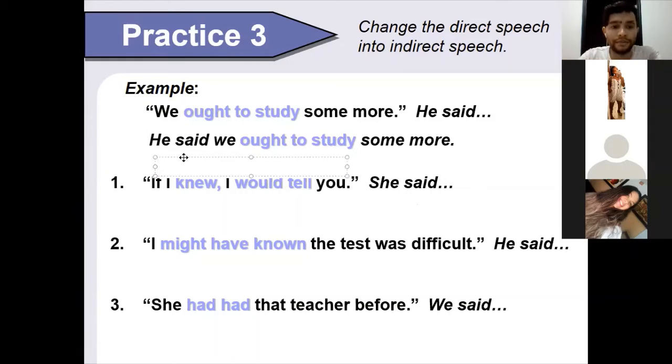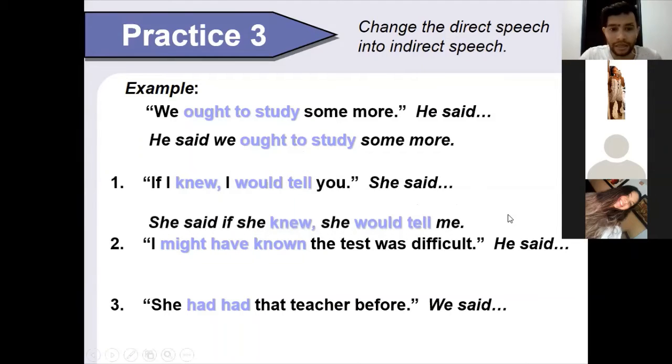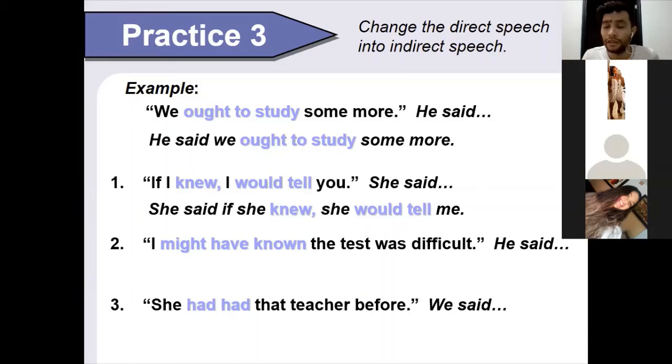How would it be, guys? She said if she knew, she would tell you. Perfect. Excellent, right? That is the way. Take a look. She said if she knew, she would tell, well, in this case, she would tell me, right? Because you're talking to you.